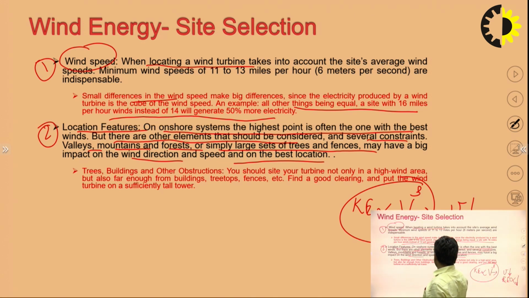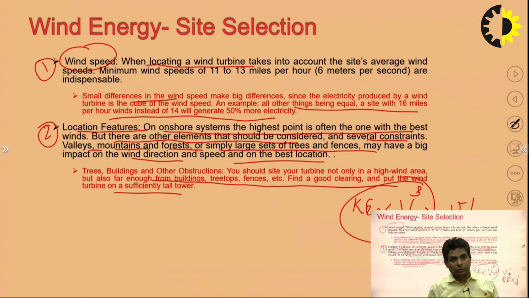Trees, buildings and other obstacles: you should site turbines not only in a high wind area but also high enough to clear buildings, tree tops and fences for good clearance, and put the wind turbines on a sufficiently tall tower.